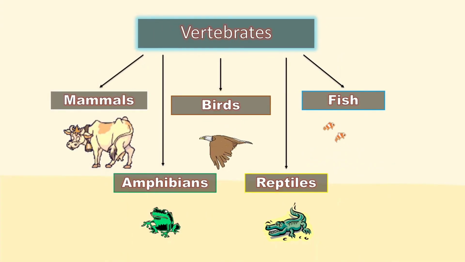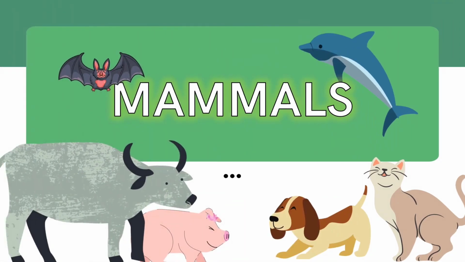Vertebrates are grouped according to their common characteristics. They are divided into 5 classifications. We have mammals, birds, fish, amphibians, and reptiles. Let us first discuss mammals.